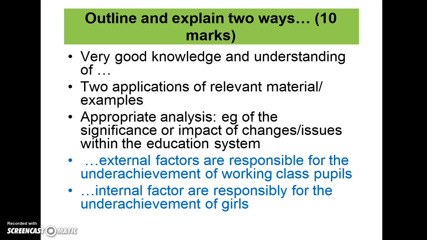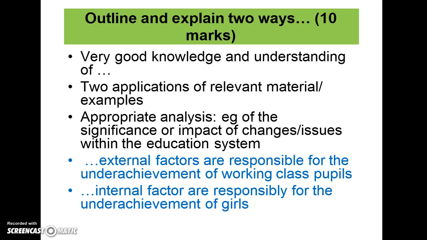You have to show some understanding, you have to show some analysis, and you have to show some evidence. So you need to show very good knowledge and understanding of two different ways that something may happen. So you need to choose relevant material. They both need to be different ways, but you also now need to explain them fully.